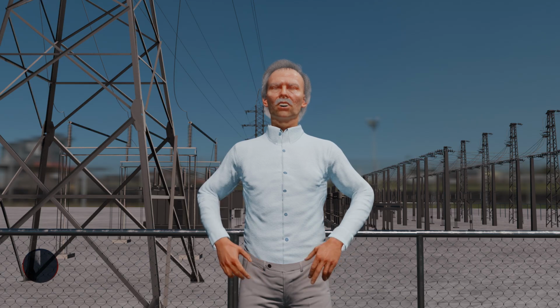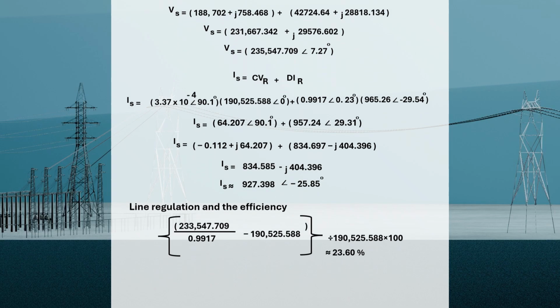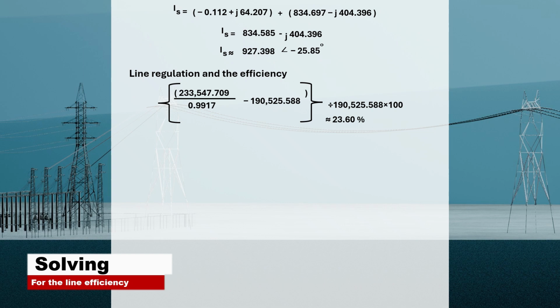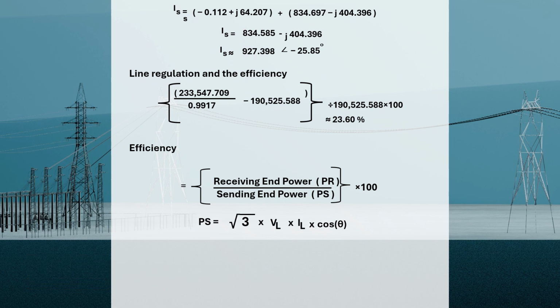The efficiency of the transmission line can be calculated using this formula. That is the receiving end power divided by the sending end power, multiplied by 100. The receiving end power is already known to be 480 megawatts. To find the sending end power, we use the previously calculated values. The sending end power is equal to the square root of 3 multiplied by the line voltage, the line current, and the cosine of the phase angle.